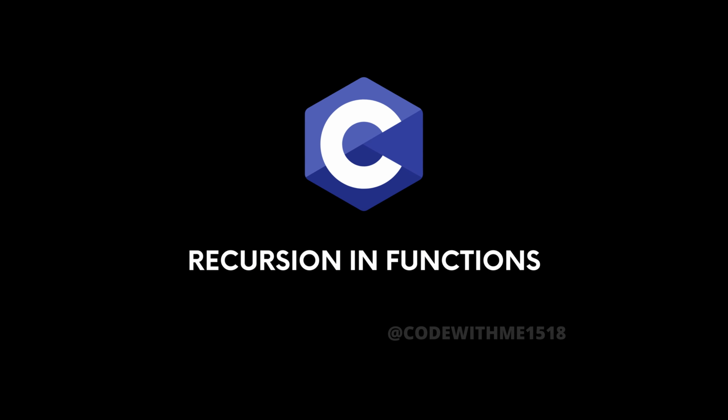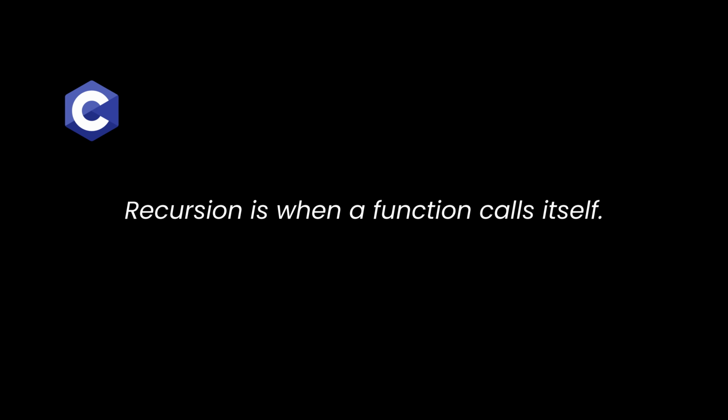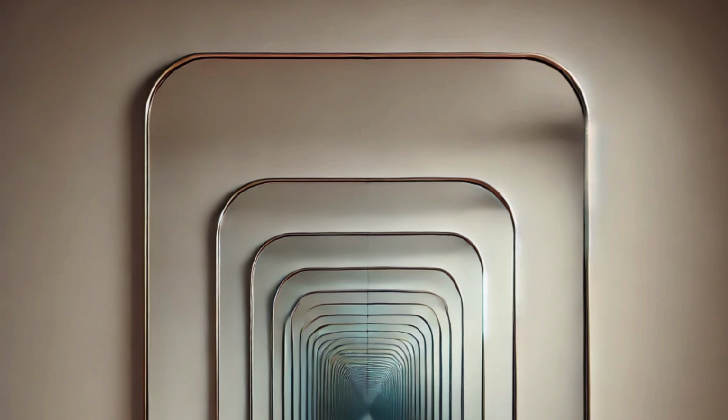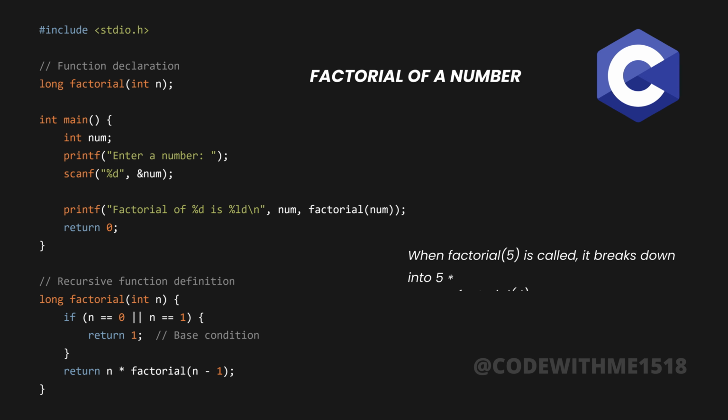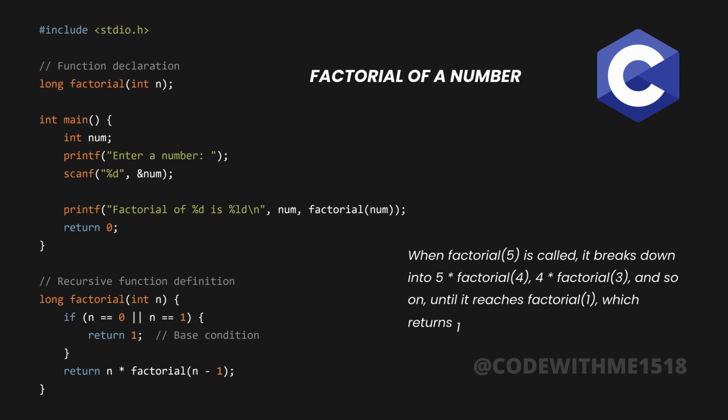Recursion in functions. Recursion is when a function calls itself. Imagine looking into two mirrors facing each other. Your reflection appears infinitely. That's how recursion works in programming. Let's use recursion to calculate the factorial of a number. When factorial 5 is called, it breaks down into 5 times factorial 4, 4 times factorial 3, and so on until it reaches factorial 1, which returns 1 and stops the recursion.